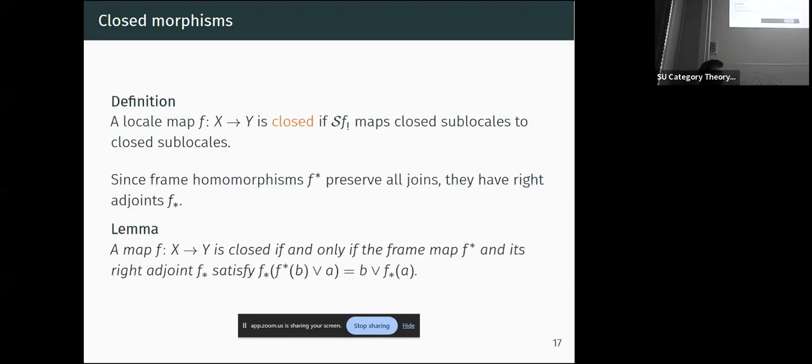And for openness, we have this adjoint property, right? It turns out, in some ways, things are a little bit simpler because the frame homomorphism always preserves joins. So it always has a right adjoint. So we don't need to ask that it has a right adjoint. It always does. And it turns out that a map is closed if and only if the right adjoint satisfies this kind of dual version of Frobenius reciprocity. The proof would be exactly the same as the proof we kind of omitted before, but it's a similar way of doing it.